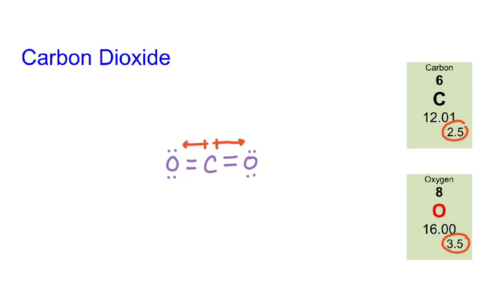However, because of the symmetry of the carbon dioxide molecule, the dipole moments cancel each other out. That means that overall, there is no net movement of the electrons, and the molecule is nonpolar, even though it has polar bonds.